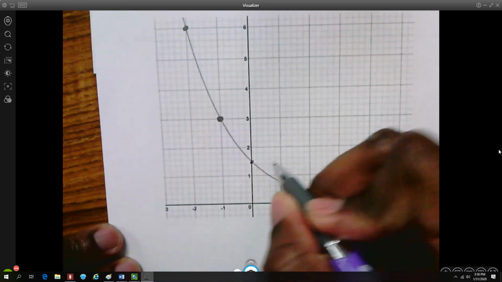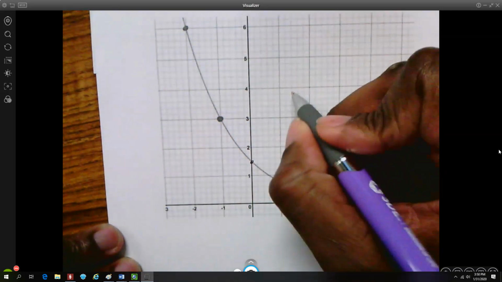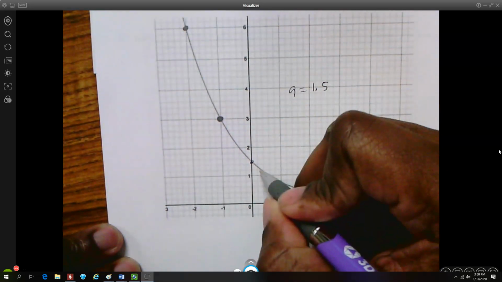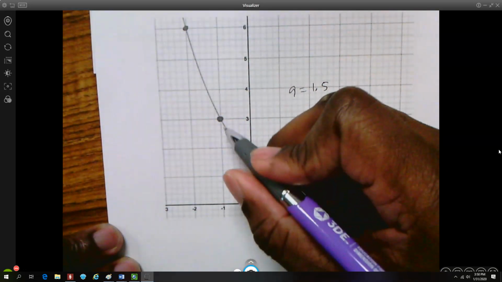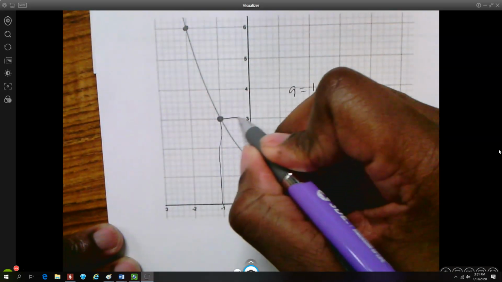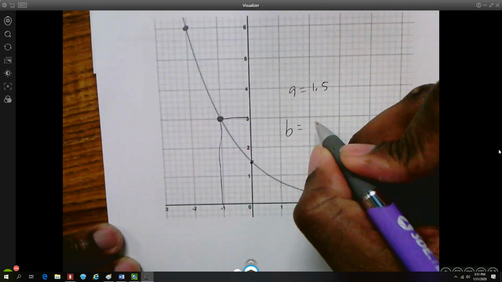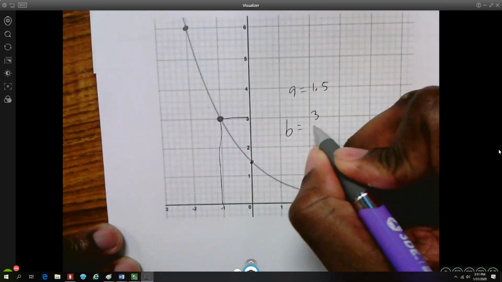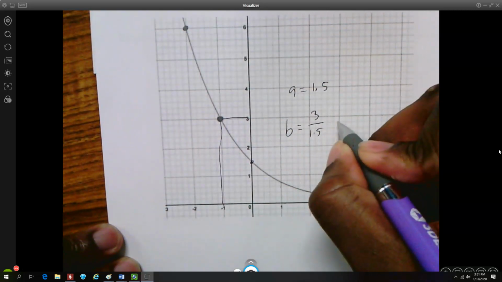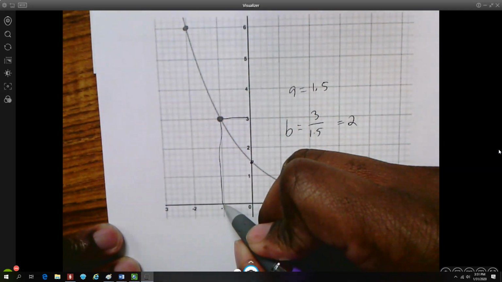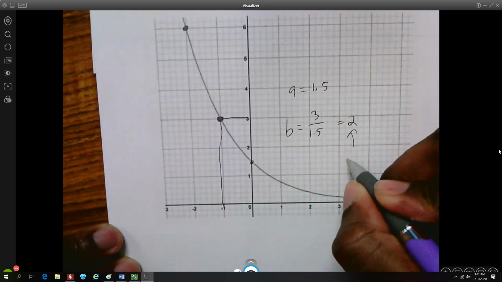Clearly a is about right here, and that looks to be 1.5. And if I go over to -1, the output at -1 is at 3. So b should be 3 divided by 1.5, and you get 2. But since we use -1 instead of regular 1, we have to get the reciprocal of this.